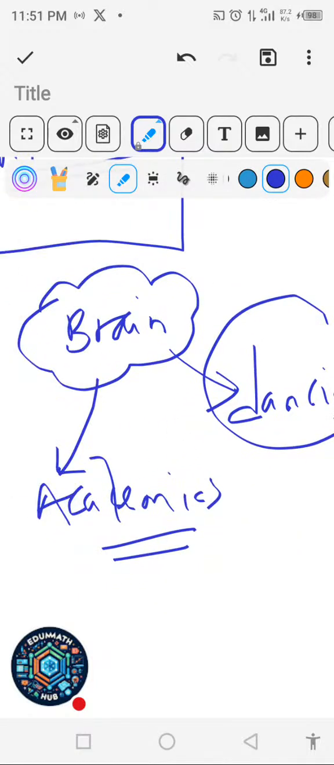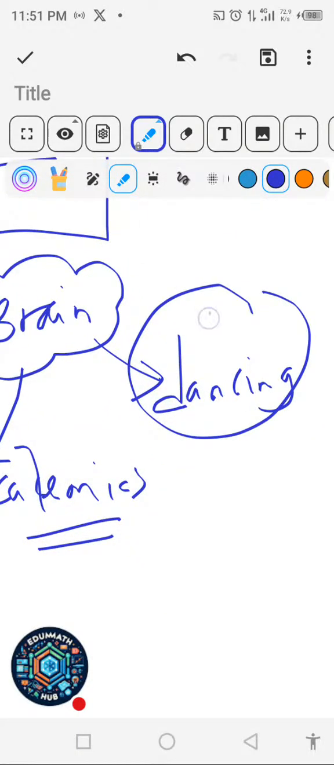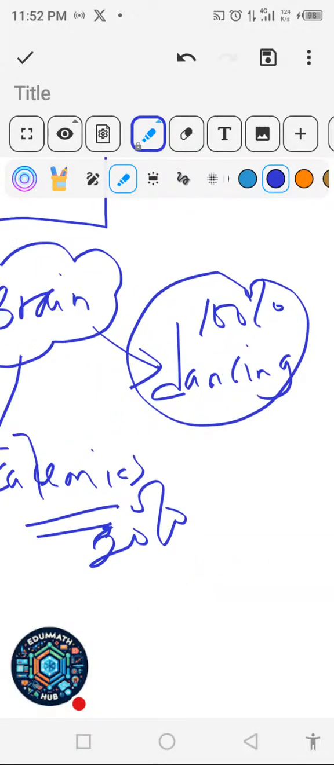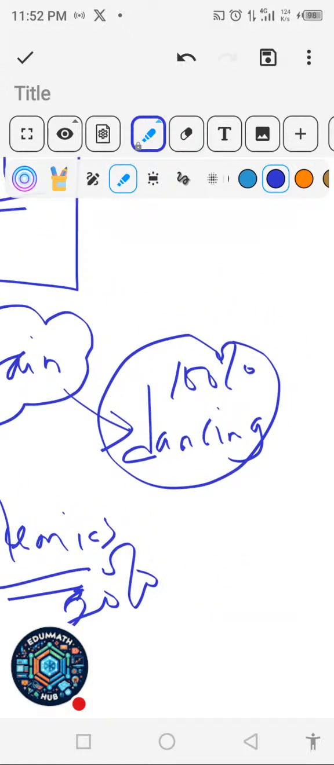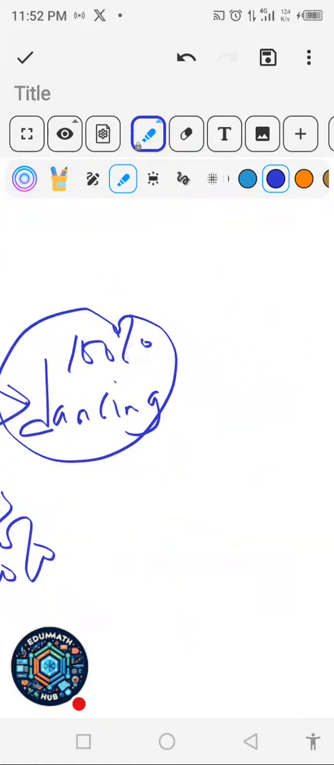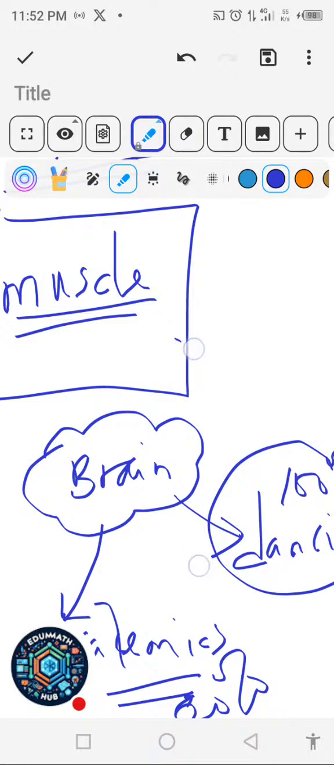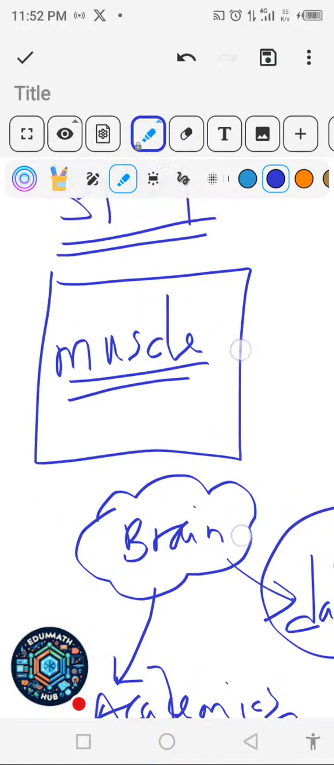So if your brain is focused on dancing 100%, and academics is now 50% or 20%, if they ask you questions on academics, you might not answer very well. But if they ask you something based on dancing, you will reply very fast because your brain is focused on the dancing aspect. That's how you train your brain. That's how your brain works. It's a muscle, so you need to exercise it very well.